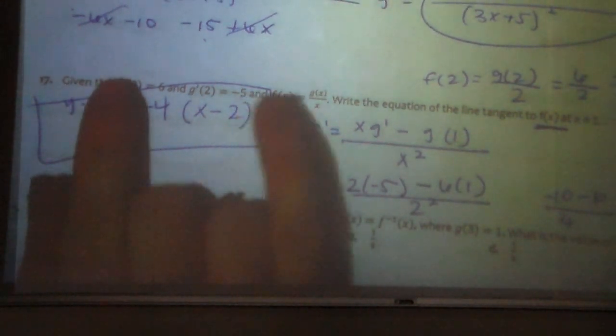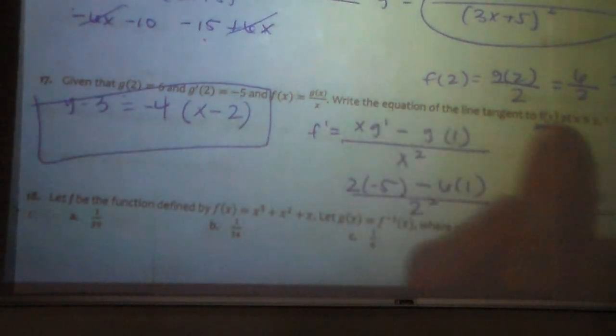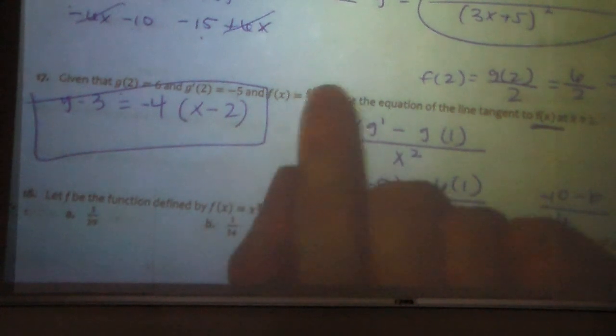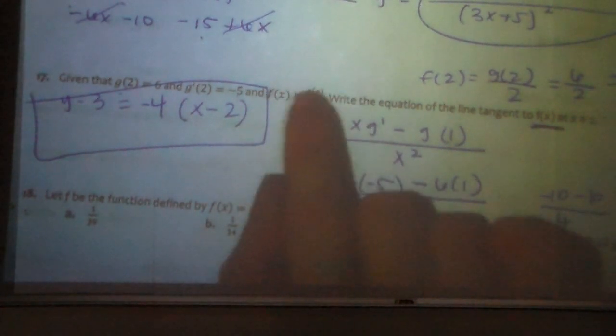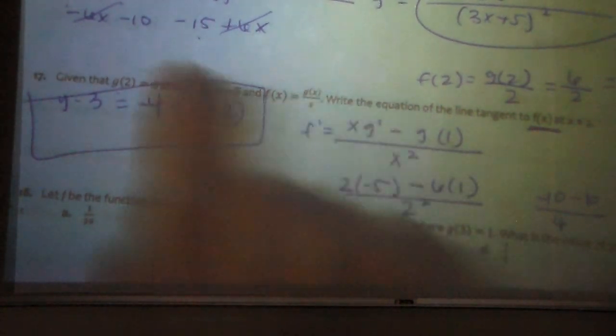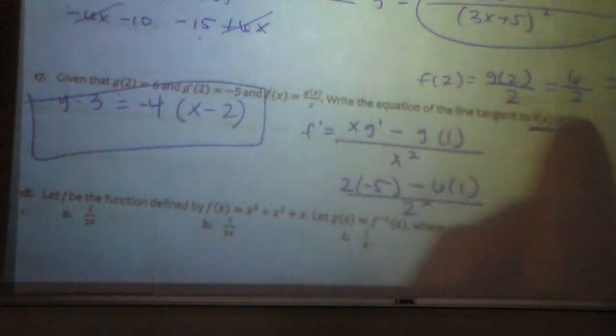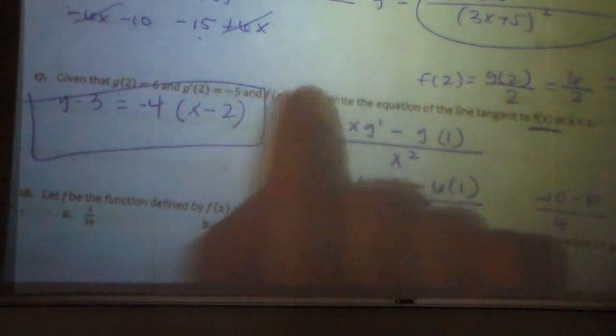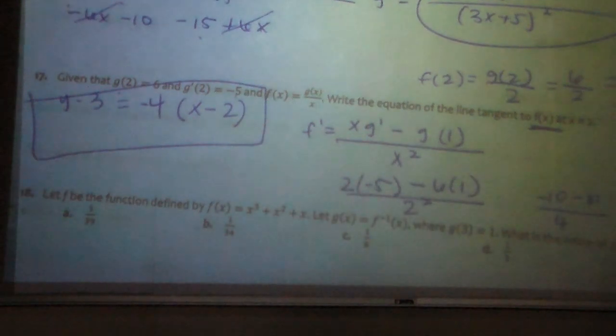So the trick here is that I gave you g and g prime. I wanted the tangent line at f, so I had to plug into the f equation. I had to use quotient rule to get the derivative, and I still use these values. They just weren't my answer because they were just part of the function. G was only part of the function of f.